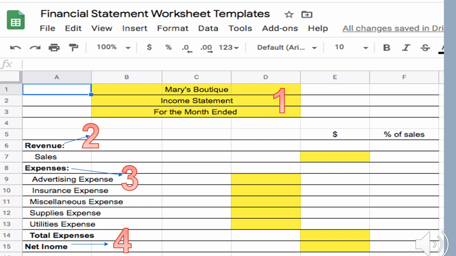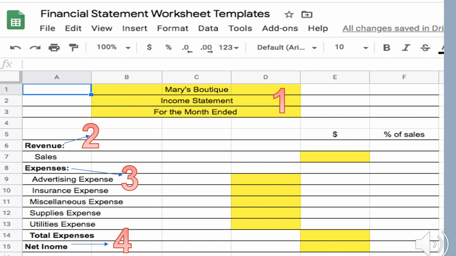The second step here is to list your revenue, and I told you that sales is one form of revenue. If you had two channels, you would have sales listed twice there. That's optional. Some persons combine it, and that's fine. And then you have your expenses. You would list your expenses in alphabetic order. So notice advertising expense is followed by insurance expense, followed by miscellaneous expense, followed by supplies expense, followed by utilities expense. And the income statement does not have a debit and credit column per se.